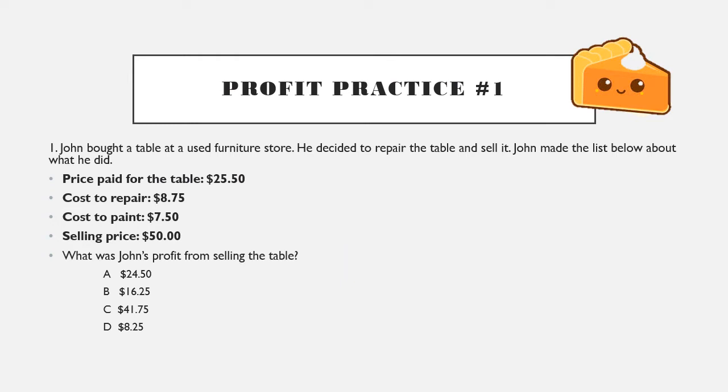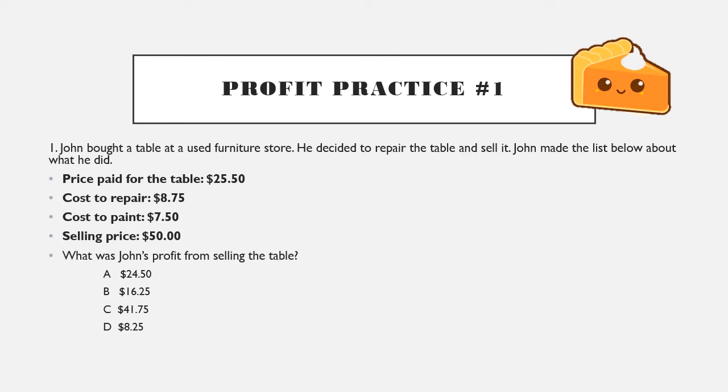John bought a table at a used furniture store. He decided to repair the table and sell it. John made the list below about what he did. Price paid for the table. Cost to repair. Cost to paint. Selling price. What was John's profit from selling the table?